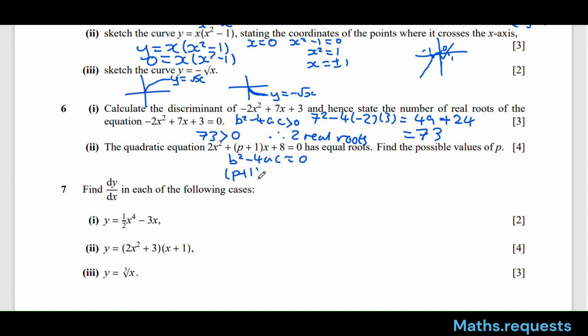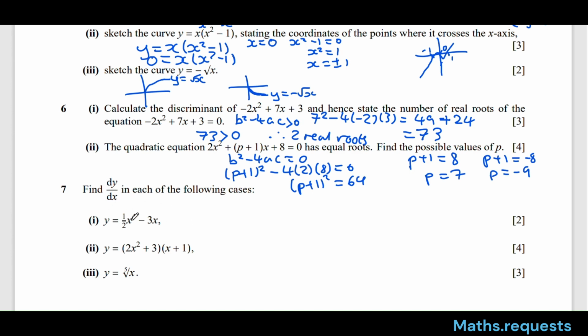So in this case, b is p plus 1. So (p plus 1) squared minus 4 times 2 times 8 equals 0. So you can say that (p plus 1) squared equals 64. And then you can say that p plus 1 equals 8, or p plus 1 equals minus 8. So then p equals 7, or p equals minus 9.